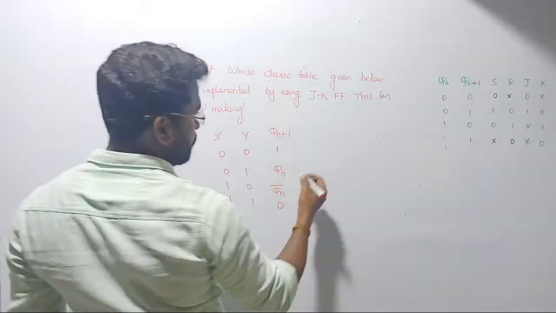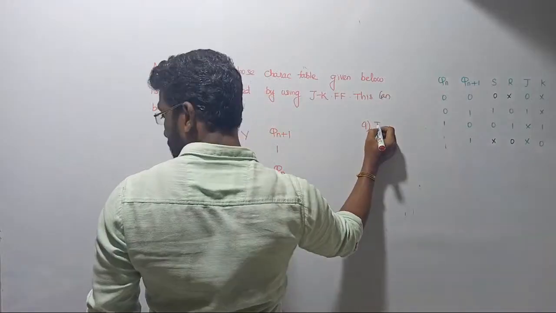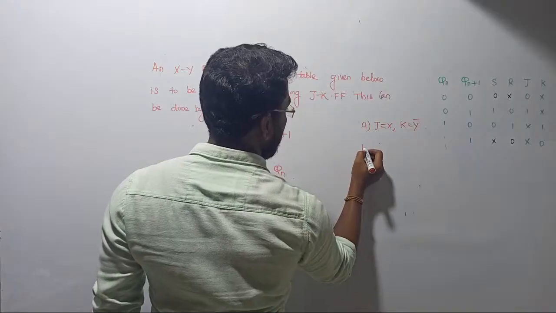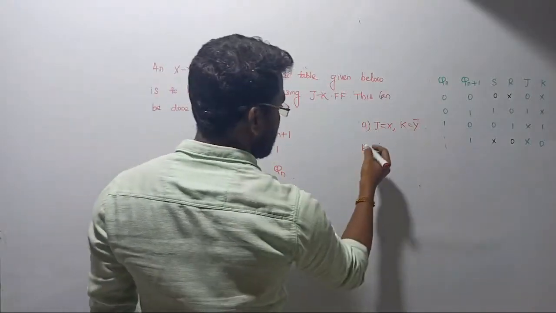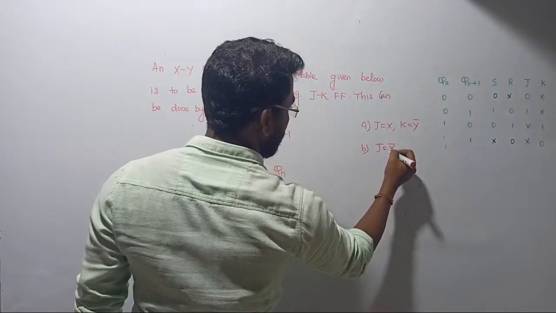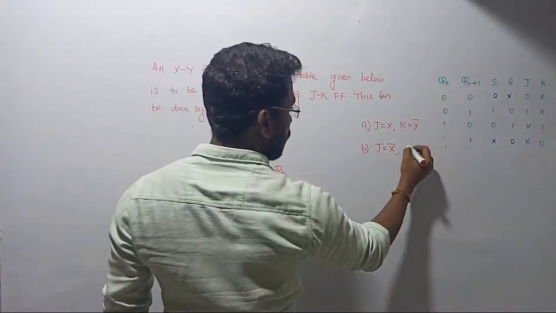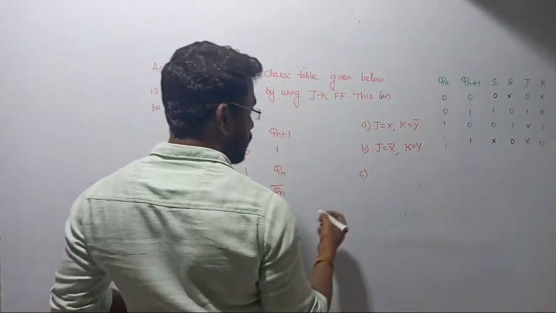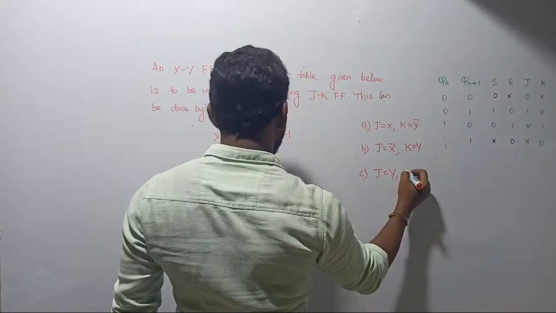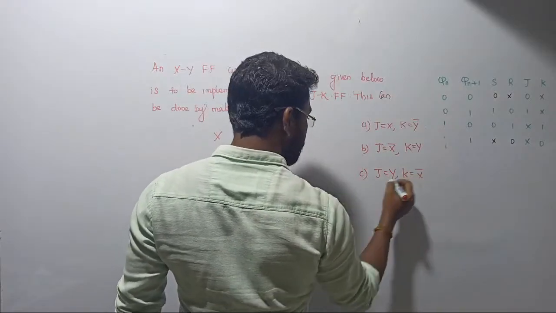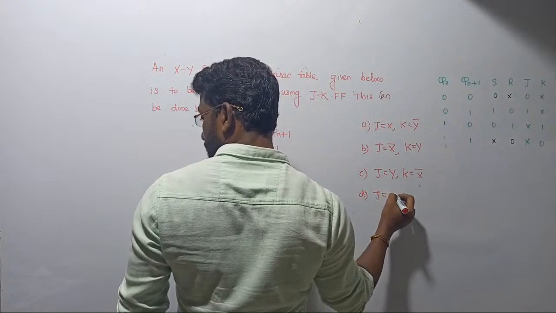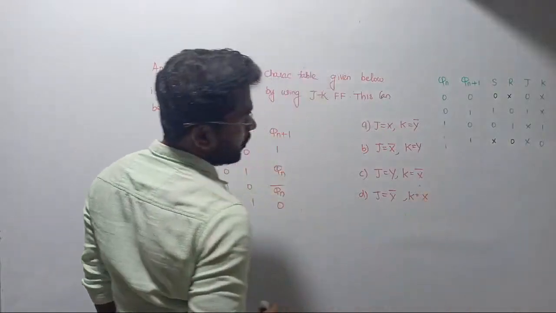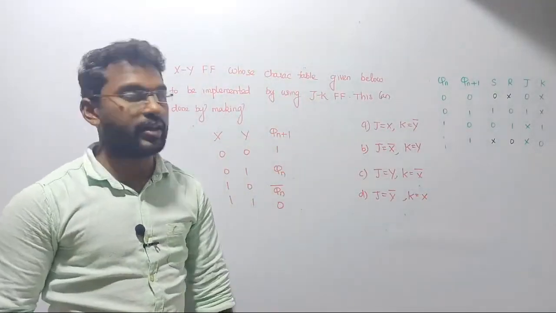And they are given 4 options, right? In option A they said J is equal to X and K is equal to Y bar, and in option B they told J is equal to X bar and K is equal to Y. Option C they told J is equal to Y and K is equal to X bar. Option D, they told J is equal to Y bar and K is equal to X. These are the four possible combinations that they had given, right?